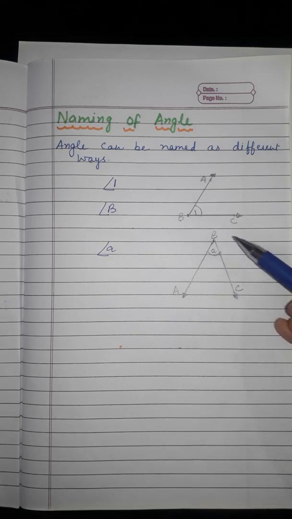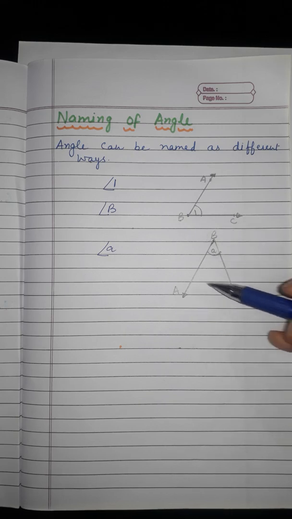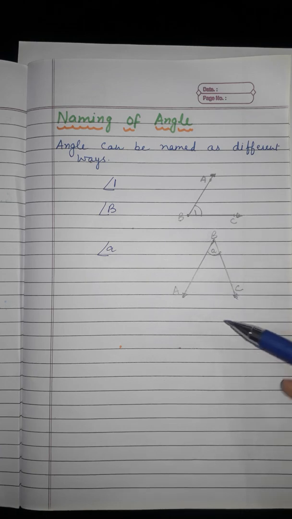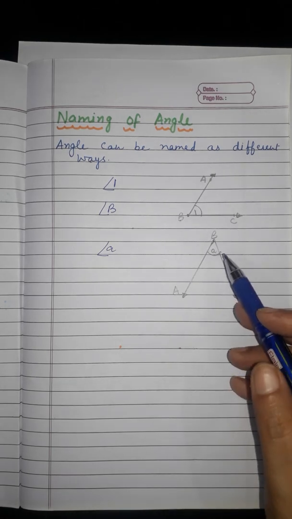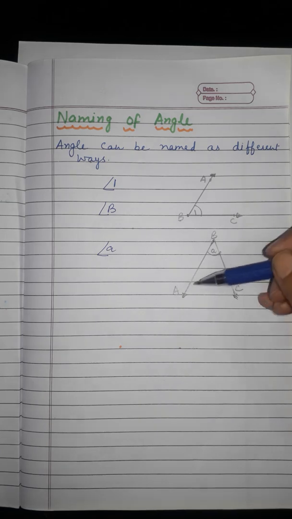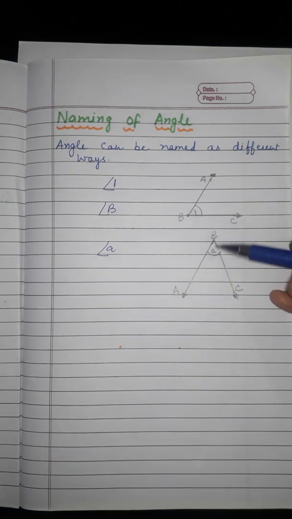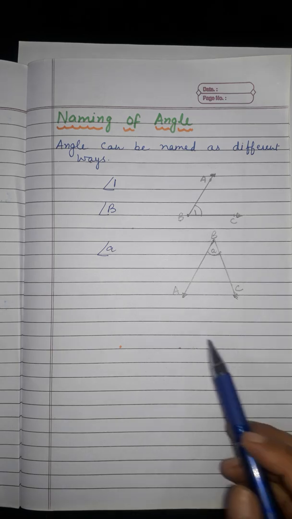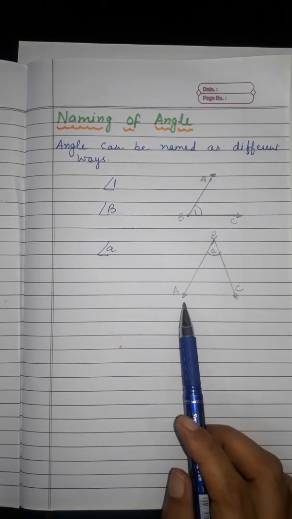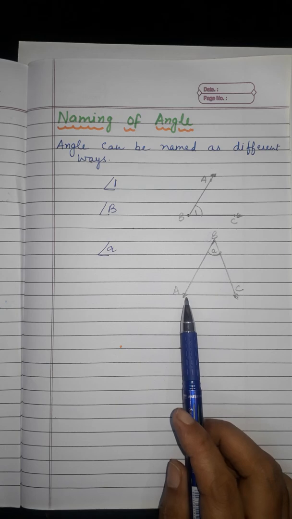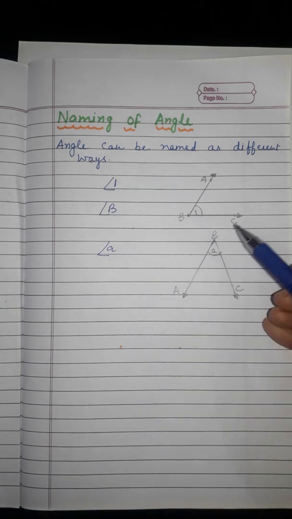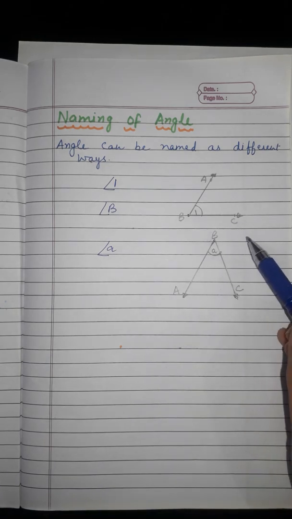A, B, C. A, B, C are the three letters that are lying on the angle. So to write the name of the angle, can we write it as angle ABC, ACB, or CAB? Before writing the name of the angle using three different letters, we must remember one thing.